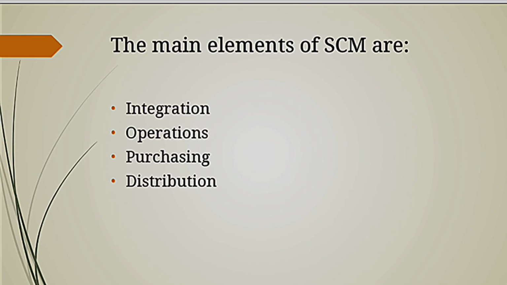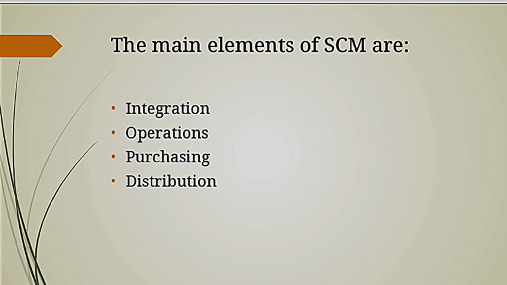Good morning, everyone. For the continuation of our discussion, I have the topic: identify the main elements of supply chain management and the relationship to the value chain and to the value network. There are 4 elements of supply chain management. These are integration, operation, purchasing, and distribution.